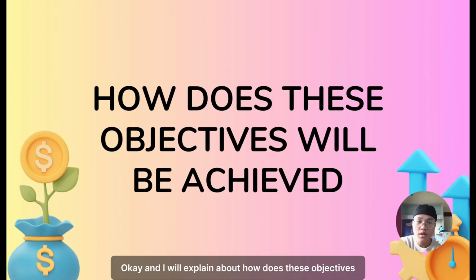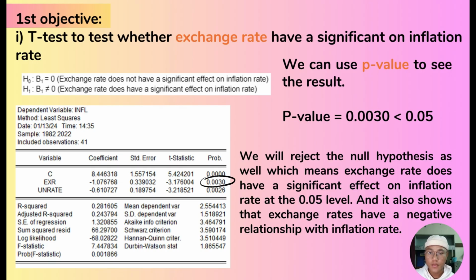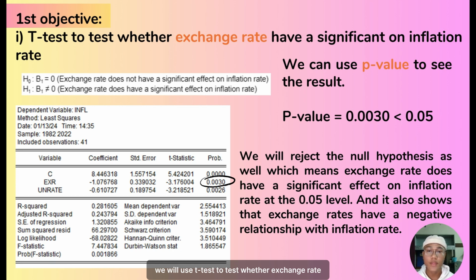Okay, I will explain how the objectives will be achieved. For the first objective, we will use a t-test to test whether exchange rate has a significant effect on inflation rate. The null hypothesis is that exchange rate does not have a significant effect on inflation rate, while the alternative hypothesis is that exchange rate does have a significant effect on inflation rate. After we use EViews, we obtain the p-value 0.003, which is below 0.05, so we reject the null hypothesis. It means that exchange rate does have a significant effect on inflation rate at the 0.05 level, and it also shows that exchange rate has a negative relationship with inflation rate. That's the first objective that we obtain.